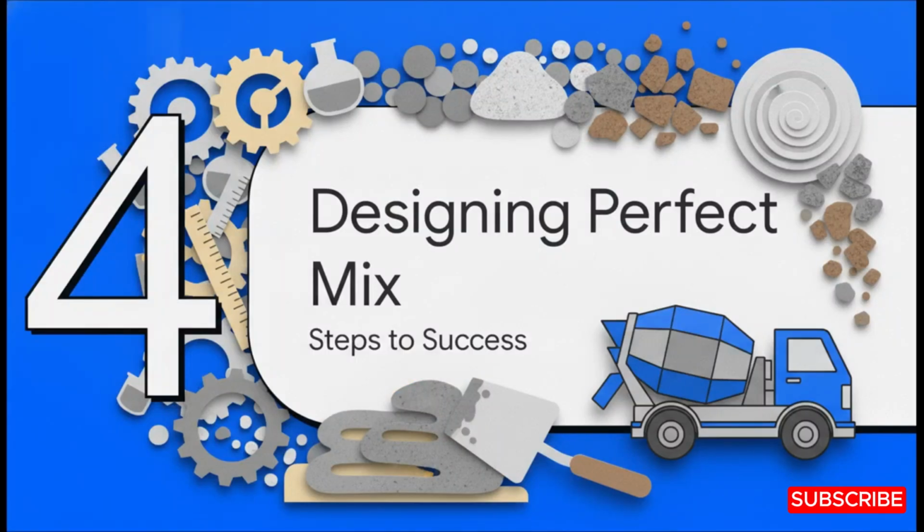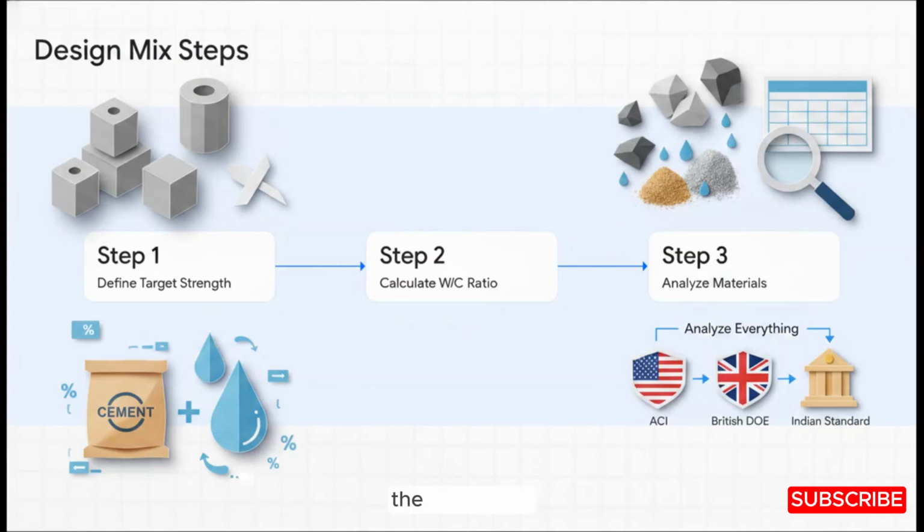Section 4. Designing the perfect mix. Steps to success. The procedure flows through some very clear scientific steps. You establish the target strength, you calculate the critical water-to-cement ratio, and you rigorously test the aggregates. Whether you're using the American Concrete Institute method, the British DOE method, or the Indian Standard method, the core philosophy is identical. You analyze absolutely everything.